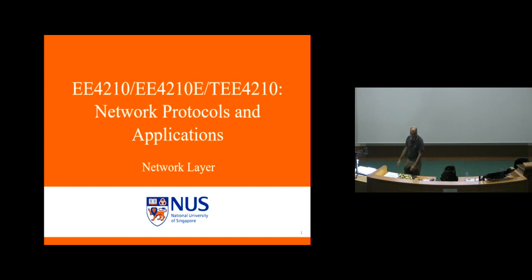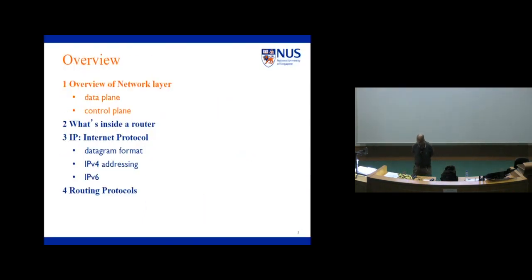So over the last couple of lectures, we have been looking at the network layer. And these are the sort of things we wanted to cover here. We wanted to get an overview of the network layer and get a feel about the services it provides. And then we wanted to look inside a router. And then we get into one of the actual network layer protocols, which is IP. And then we look at routing protocols, right? So I think today we'll be able to finish off this part of the syllabus.